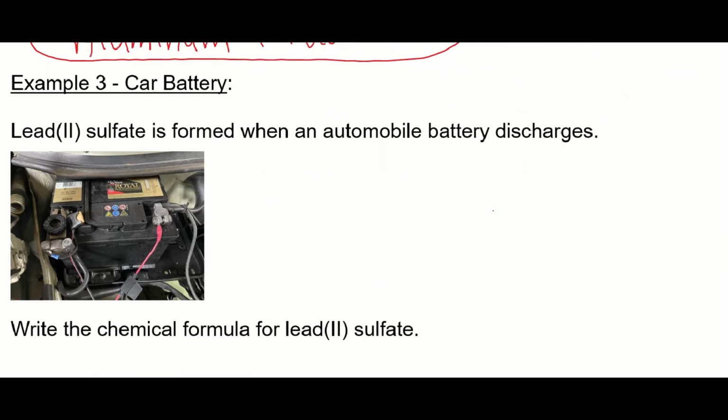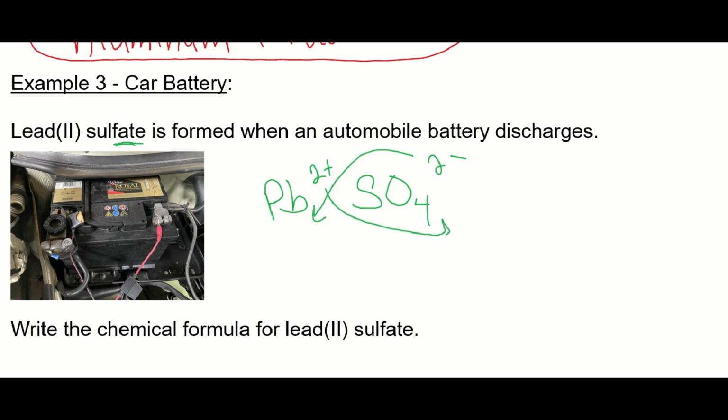Example 3, lead 2 sulfate. Let's write the formula. All right, lead is Pb, Latin for plumbum, and the 2 tells you the charge on that cation is going to be 2 positive. All right, now sulfate is not sulfur. It's a polyatomic ion, and you should try to memorize that unless this is your last chemistry class you plan on taking. That's SO4, 2 negative, and so when you crisscross those charges, right, they're going to cancel out, and so your formula is going to be PbSO4.